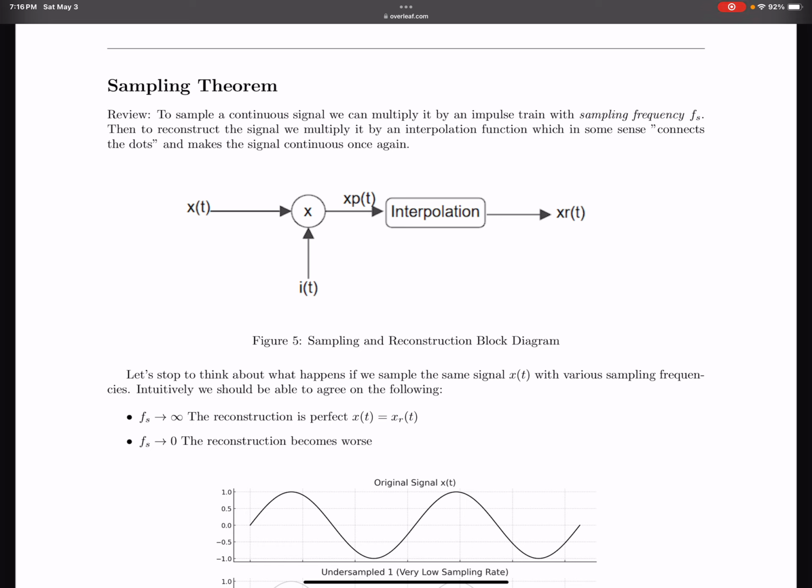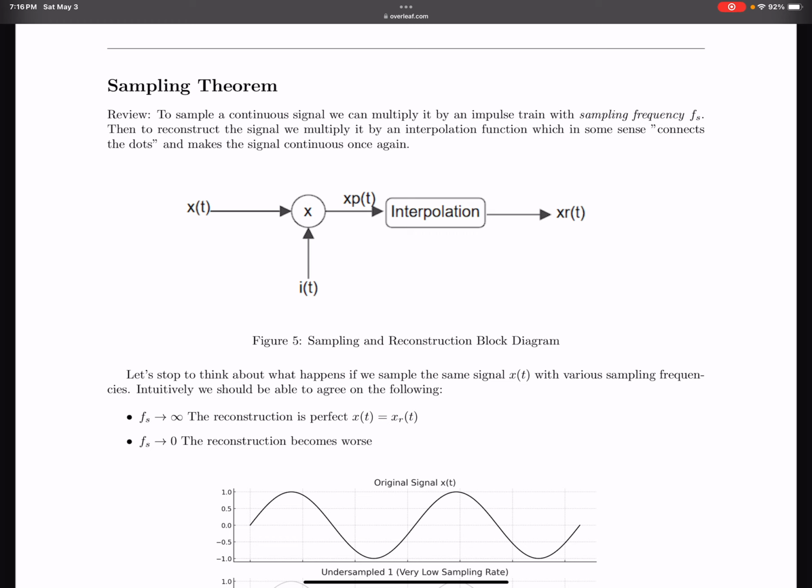Then, to reconstruct the signal, we multiply it by an interpolation function, which in some sense connects the dots, making it a digital to analog, right? So we go from continuous, then we sample it, making it discrete, and then to make it analog again, we use this interpolation function, which we will discuss at the very end of this sampling theorem analysis.